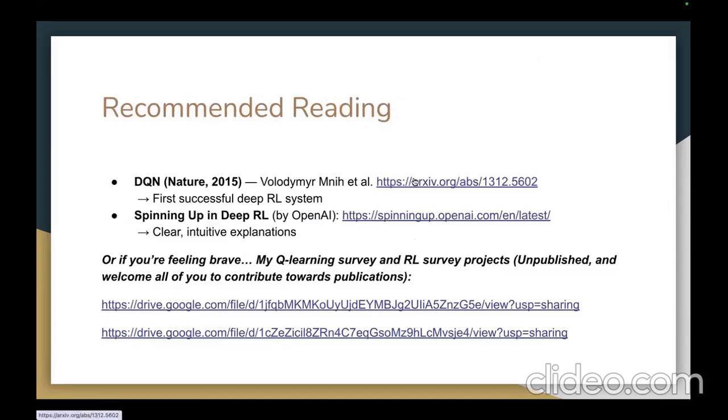Now we can go to the recommended reading. If you are interested, you can read the original DQN paper from 2015, the Nature DQN paper. There is also Spinning Up in Deep RL, which has very nice documentation from OpenAI, with clear, intuitive explanations. And if you are feeling very brave, feel free to read my Q survey projects and also RL survey projects, and we welcome all of you to contribute towards some form of a publication.